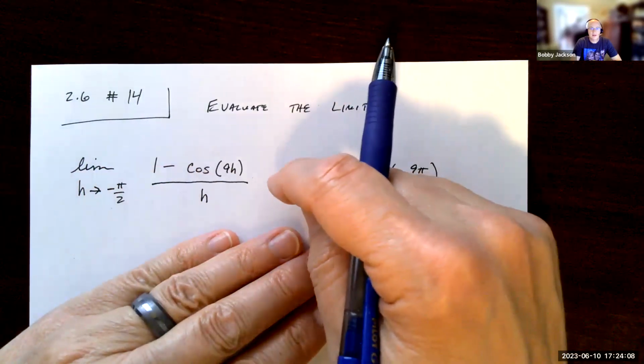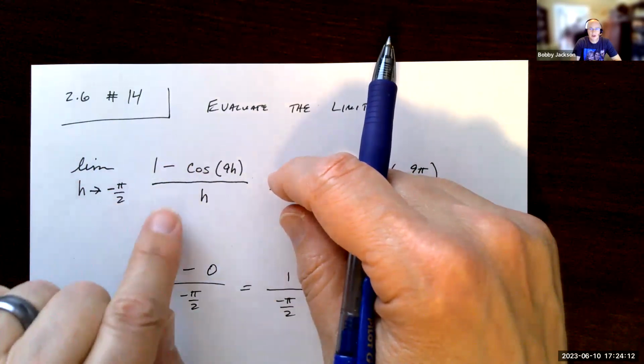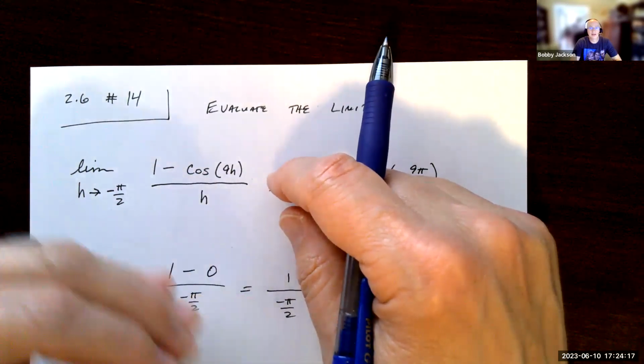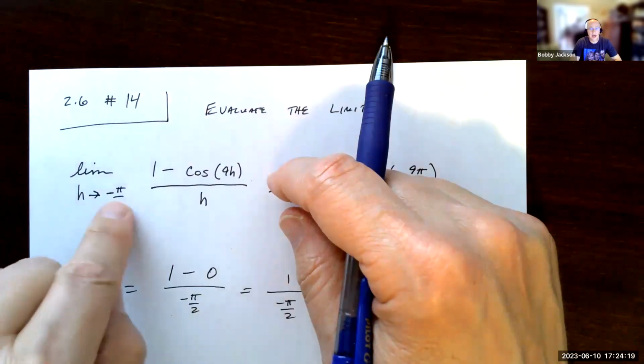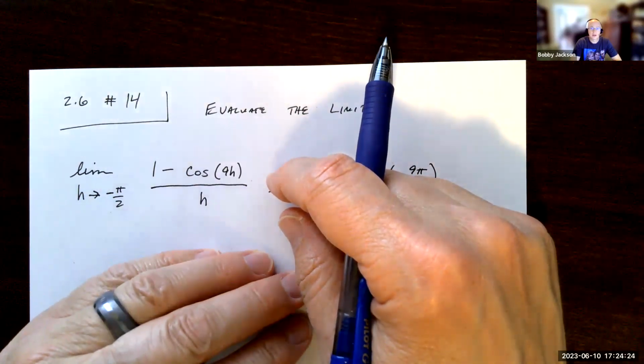And I've said if you can plug in directly, notice this is the limit as h approaches negative pi over 2. If you can plug in directly and get a real number, then that means that function is continuous at negative pi over 2, and we can use direct substitution. And it turns out that's what happens here.